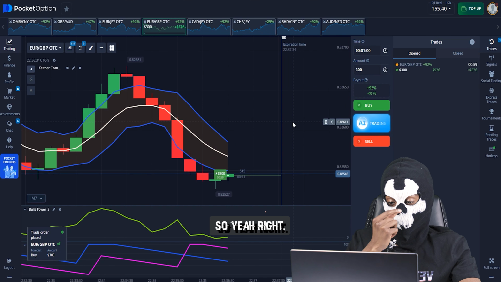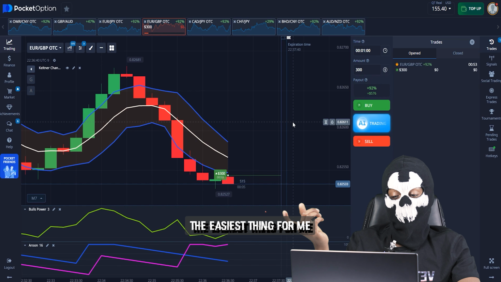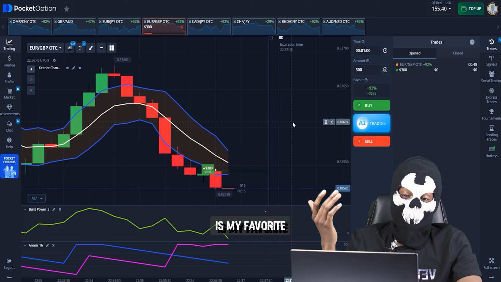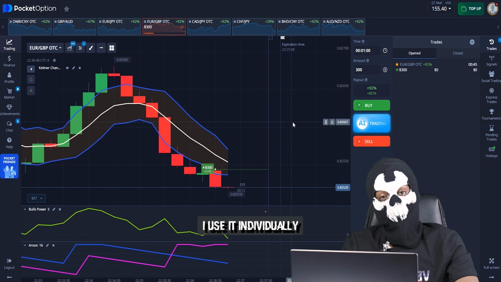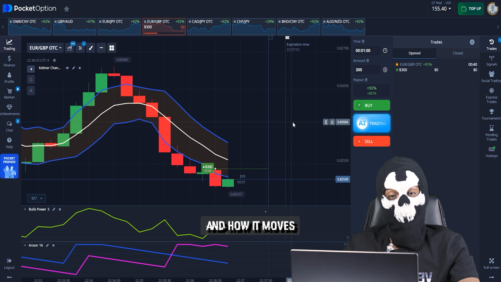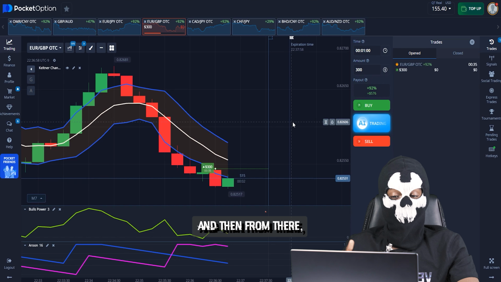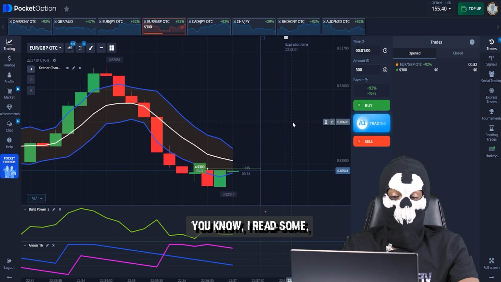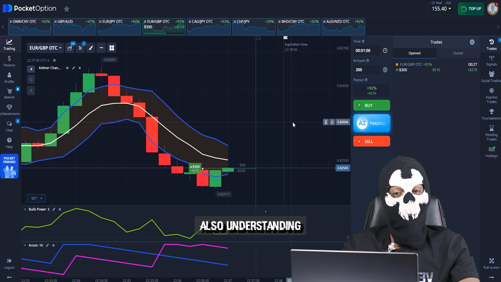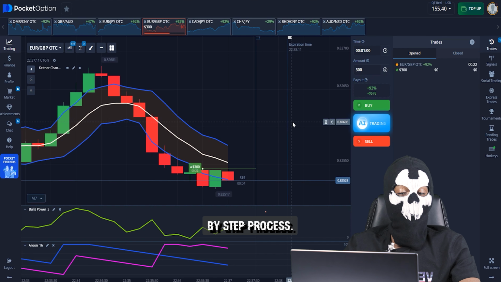So yeah, basically, let me continue with what I was saying. For my indicators, the easiest thing for me at the point where I started was that I picked my favorite indicator. I used it individually and learned how it moves, and just learned how to read the indicator itself. And then from there, I read about at what time in the market to use this indicator. After understanding that, I picked 2 other indicators to start learning how to use. Just like that, it's a step-by-step process.